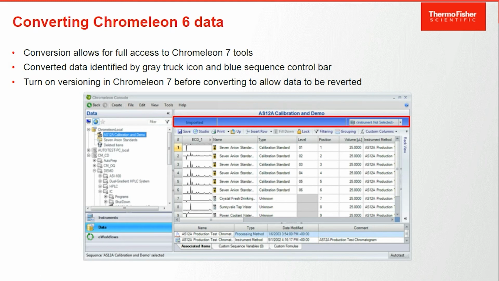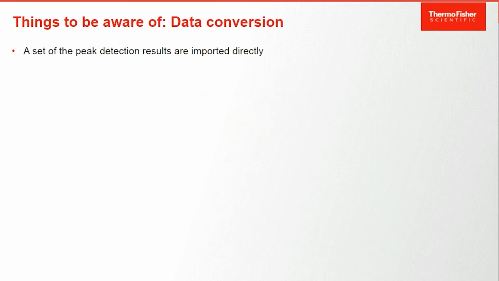So for the data conversion, there's also things that the user needs to be aware of. When the data is converted, it does bring over a set of the peak detection results, but it may not include everything because as the technologies have changed both in the operating system and in Chromeleon itself, doing a direct conversion becomes a lot more difficult.